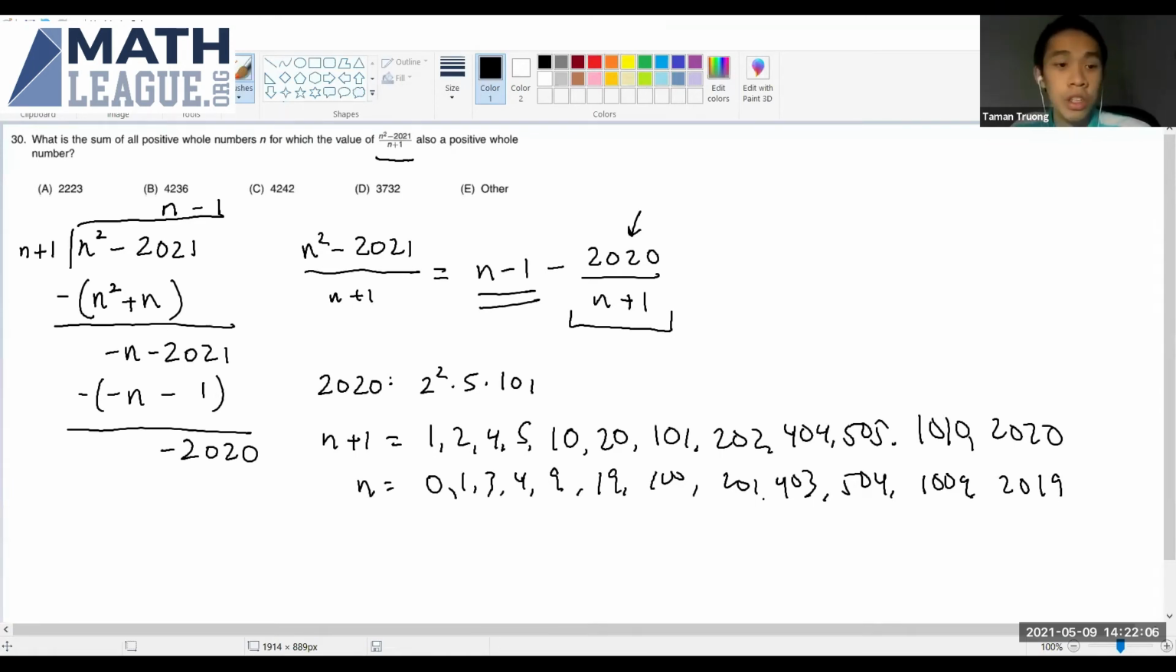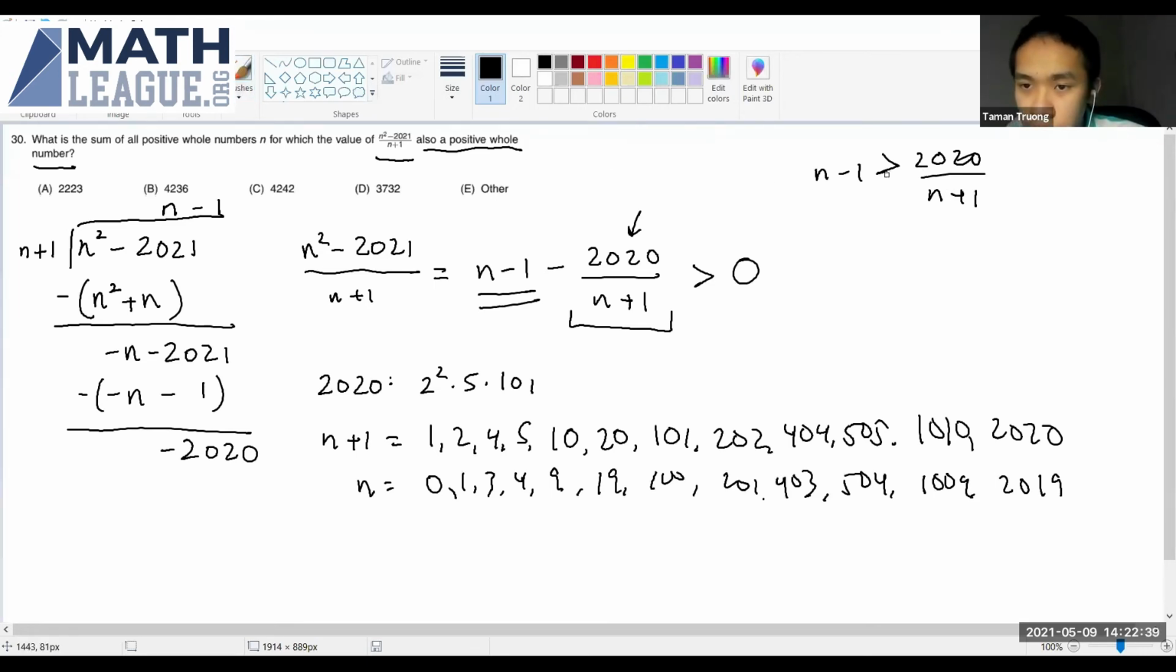However, we're not done yet because we need this rational function to also be a positive whole number. And not all these n are positive whole numbers. In order to find which ones we need to sum, we need to actually bound this n and solve for when this rational function is greater than 0, because that's the definition of positive. And so solving for this inequality, we see that n minus 1 is greater than 2020 over n plus 1. We should probably erase that a little bit.